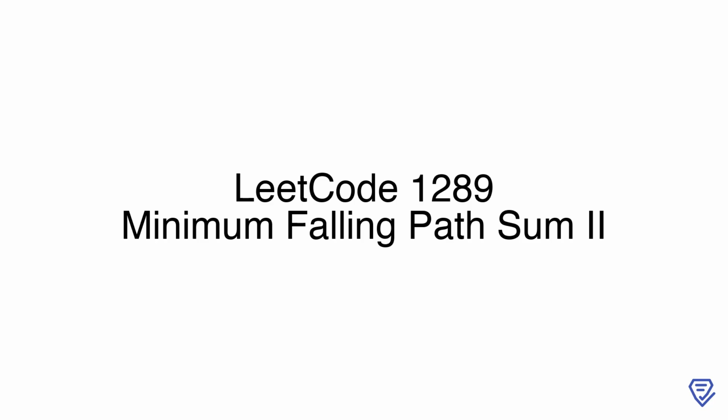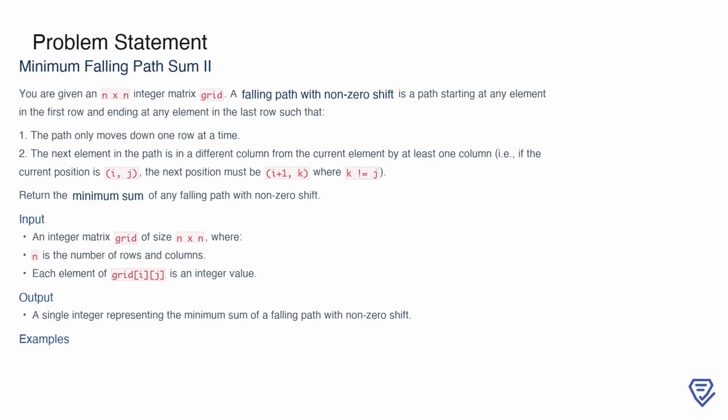Let's dive in. In this problem, we are tasked with finding the minimum falling path sum in a given n x n integer matrix called grid. A falling path starts at any element in the first row and ends at any element in the last row. The key requirement is that as the path moves down row by row, it must shift to a different column in the next row.